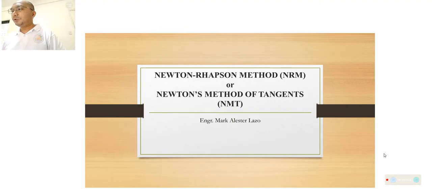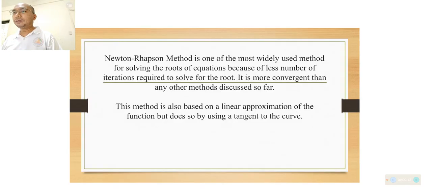Today we will be discussing the Newton-Raphson method, or Newton's method of tangents. The Newton-Raphson method is one of the most widely used methods for solving the roots of equations because of the small number of iterations required to solve for the root. It is more convergent than any other methods discussed so far. This method is based on linear approximation of the function, but does so by using a tangent to the curve.